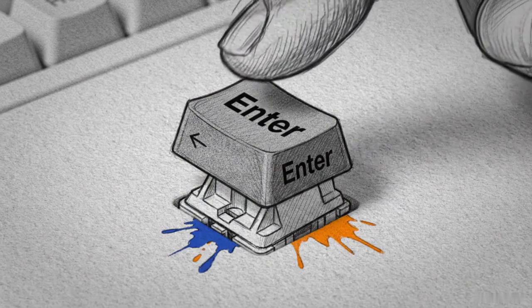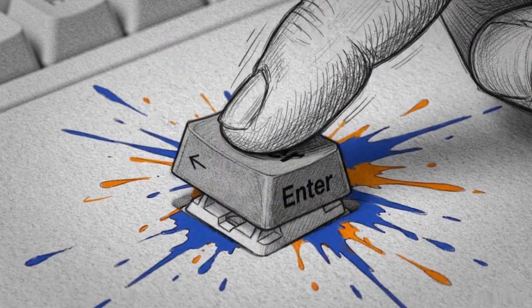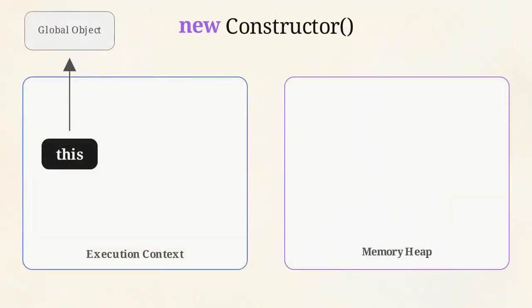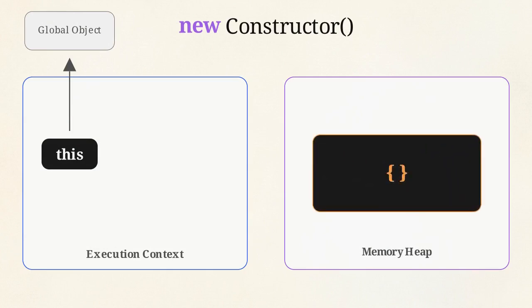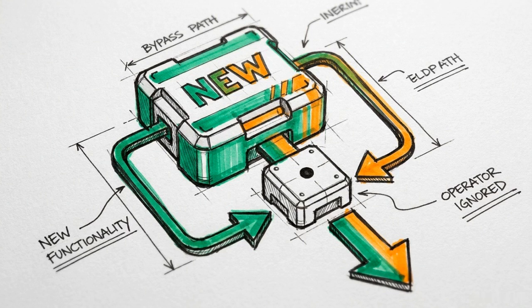Those standard rules apply only until a higher priority operation interrupts them. The new keyword acts as an immediate override. When you use new, the engine executes a strict sequence. It constructs a blank object in memory, redirects the function's internal pointer straight to that object, and then executes the code block. This sequence takes absolute precedence. It overrides any implicit binding established by a dot operator.